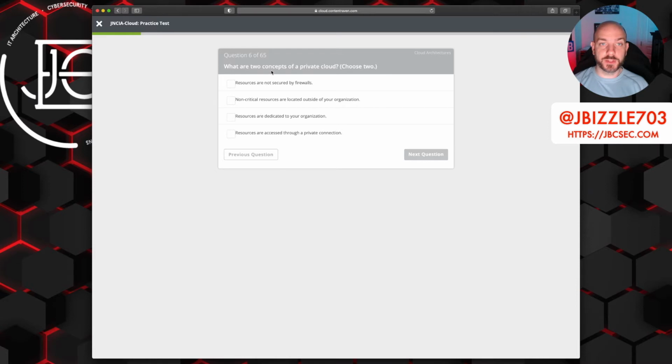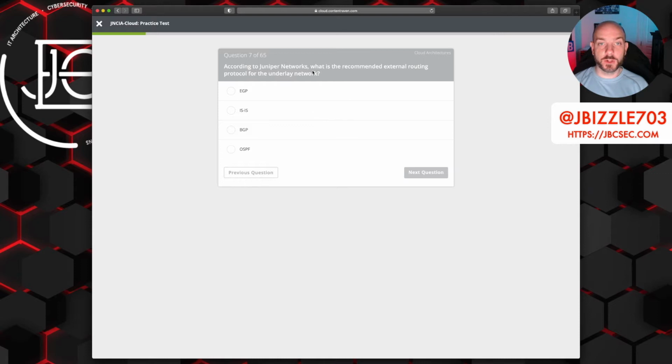What are 2 concepts of a private cloud? So if we remember, a private cloud is one that is going to be owned by the organization. It's not shared with other tenants. Resources not secured by firewalls. That would not be it. Non-critical resources are located outside of your organization. Resources are dedicated to your organization. Yes. Resources are accessed through a private connection. Yes.